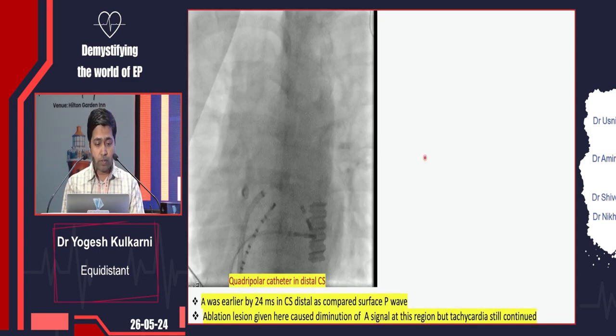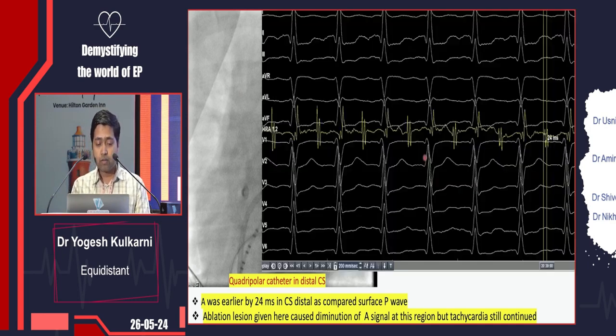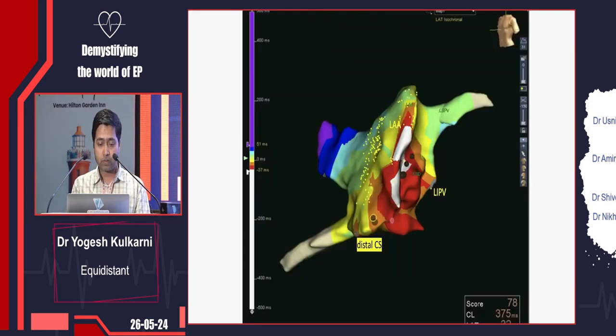So then what we do is we do another ablation catheter in the CS, and again mapped in the distal CS, and here also we got around 24 millisecond ahead of the tachycardia P wave. Again we gave an ablation lesion, but that is also not successful. As multiple lesions are not successful, we plan to do a 3D mapping, and this was the 3D map that we got.